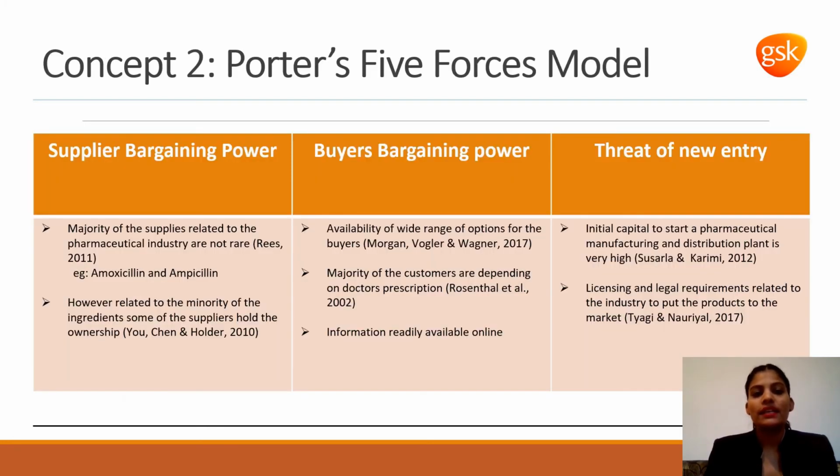And the second concept is Porter's Five Forces model. GSK is a UK-based pharmaceutical company that deals with different medicines, vaccines, and consumer healthcare products. The company invests billions in research and development for the purpose of innovation and creativity in the field of pharmaceuticals. The aim of the company is to provide highly innovative and valuable products for the pharmaceutical industry.